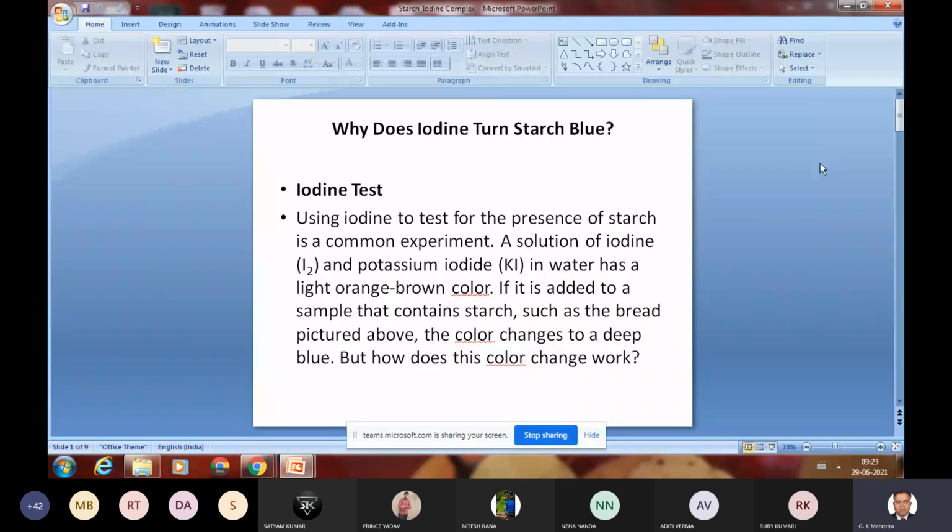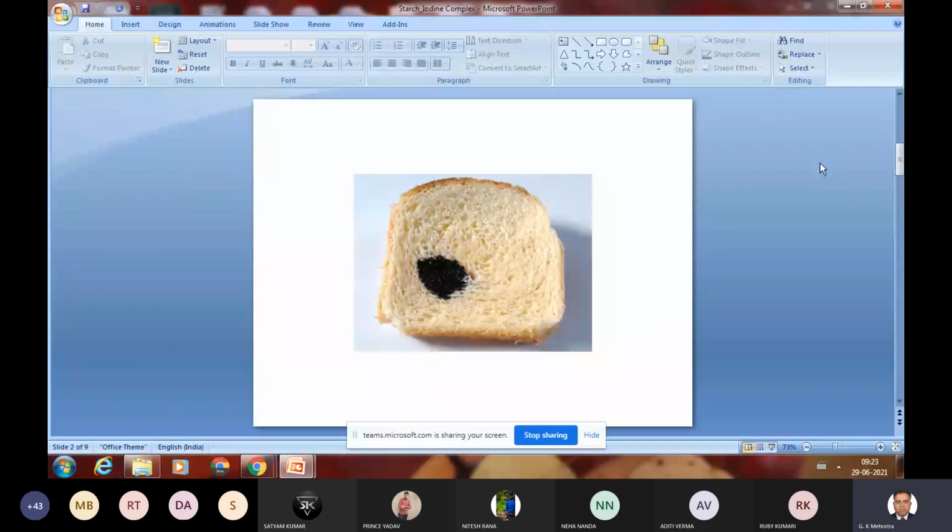Using iodine to test for the presence of a starch is a common experiment. A solution of iodine and potassium iodide in water has a light orange-brown color. If it is added to a sample that contains a starch, such as the bread pictured in the next slide, the color changes to a deep blue. But how does this color change work? This is the blue color, it is amylose. So starch is amylose, a kind of sugar. So it turns blue.